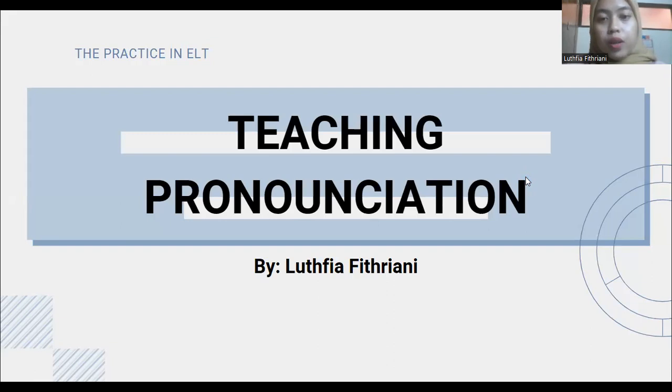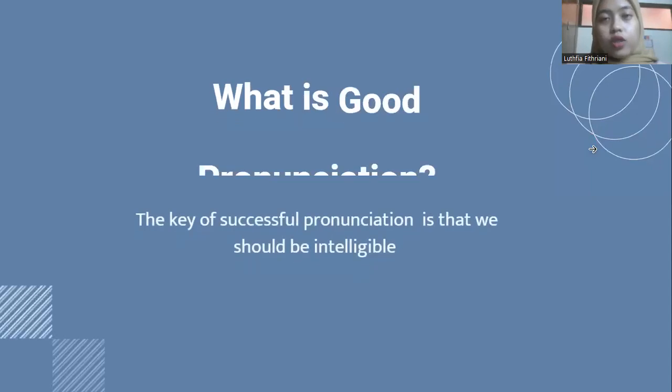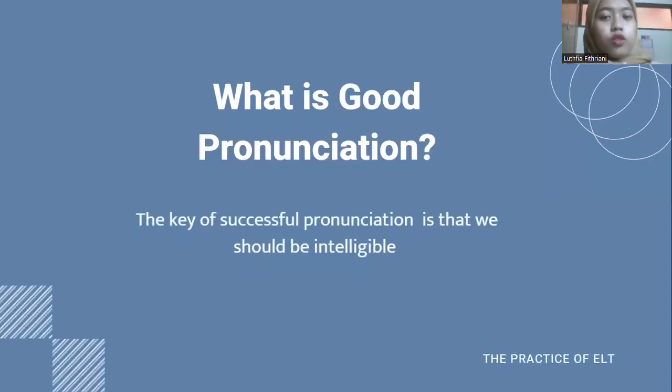Today we are going to learn about teaching pronunciation. Before we discuss teaching pronunciation, let's start with a question. What is good pronunciation? Most people will answer that it is if we speak like native speakers. The answer is not false, but it may raise a number of issues, since native speakers have different accents, such as Australian, American, British, and etc.